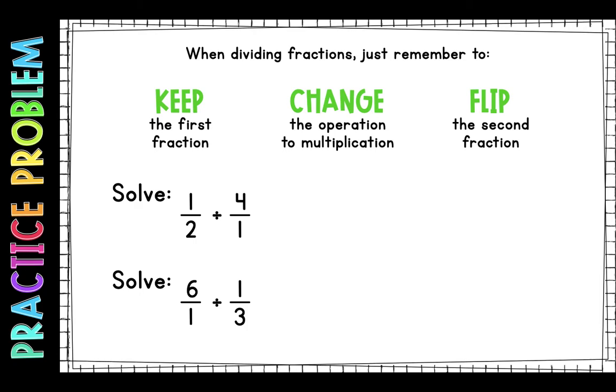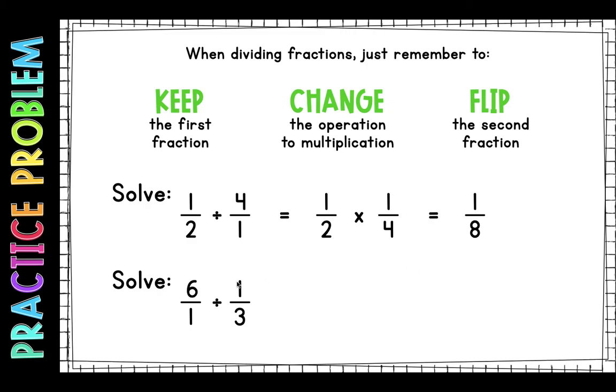All right, let's check your work. For the first one, 1/2 divided by 4 over 1. To use keep, change, flip, I would keep 1/2, change the operation to multiplication, and then flip the second fraction to 1/4. And then I'll get my final answer of 1/8. So 1/2 divided by 4 would give us 1/8 pieces.